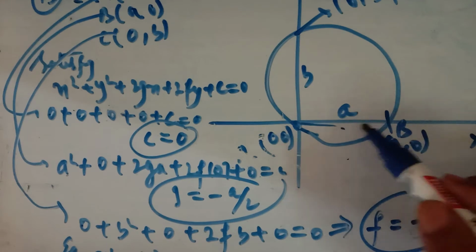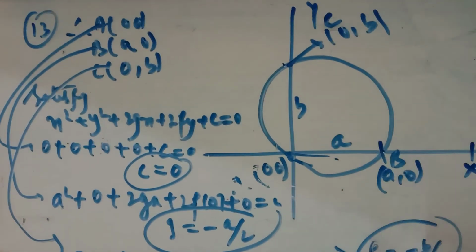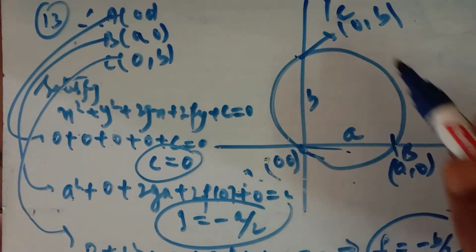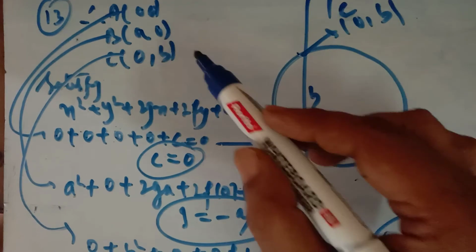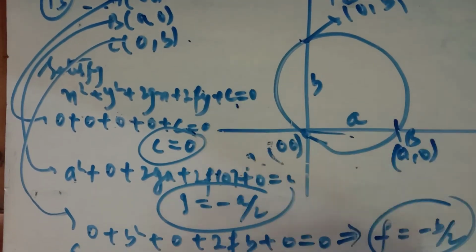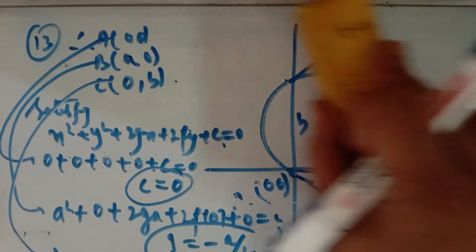जब इसका x intercept a है तो ये point हो गया a0 and this point will be 0b, and we are getting the 3 points on the equation of the circle. When we have 3 points on the equation of the circle, you have to satisfy these in the general equation of the circle. You will get 3 equations, and solving those 3 equations you will get the values of g, f and c. Okay, so this is question number 13.